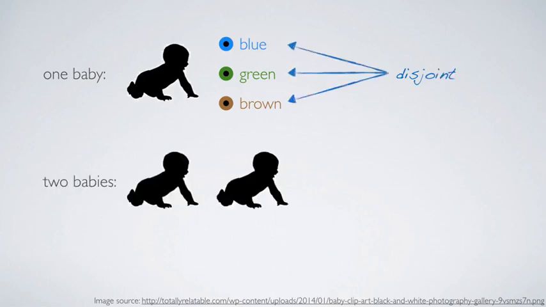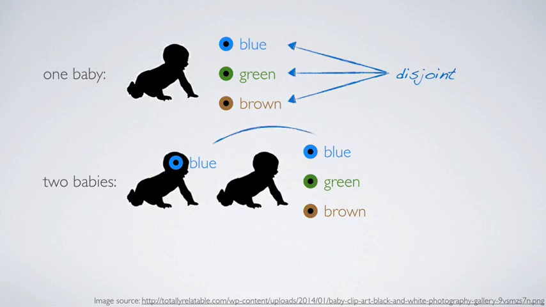Now suppose there are two babies, and suppose that we know that the first one has blue eyes. The possibilities for the second one are again blue, green, and brown. These three outcomes for the second baby are also disjoint from each other. However, the eye color of the first and the second baby may be dependent or independent, depending on whether the babies are related or randomly drawn from the population.